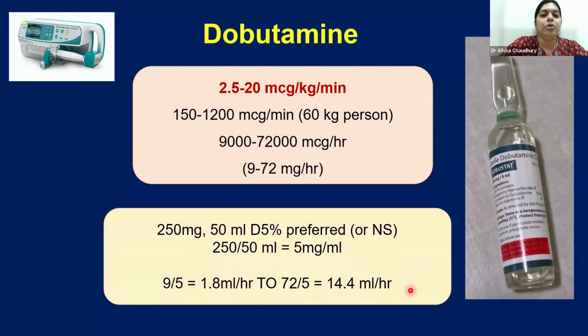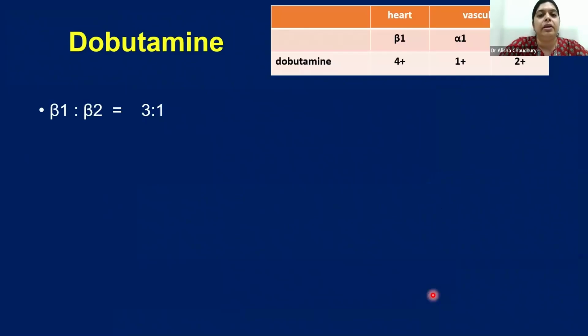So now every dobutamine vial has around 250 mg in 5 ml. And when you reconstitute it in roughly 50 ml, to get this dose your infusion range will be from 1.8 ml per hour to 14.4 ml per hour. Look at dobutamine. Look at the beta-1, beta-2 action, very strong action. Actually, beta-1 action is more than your beta-2 action.